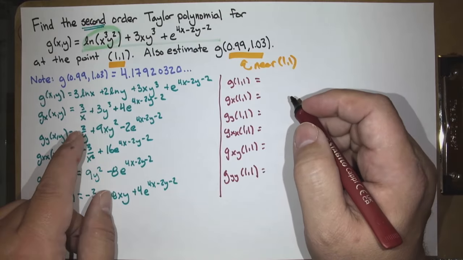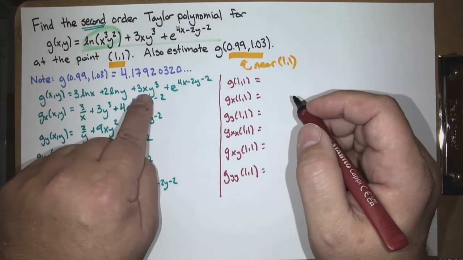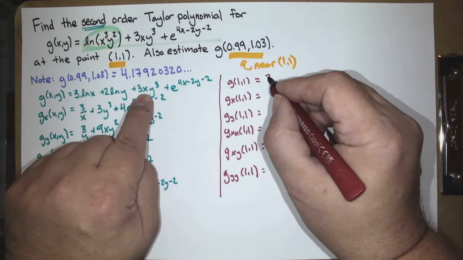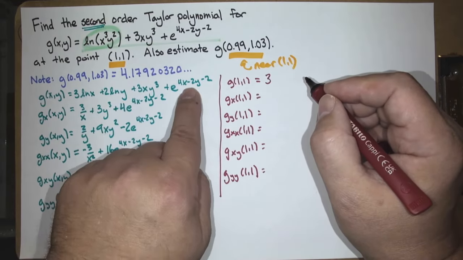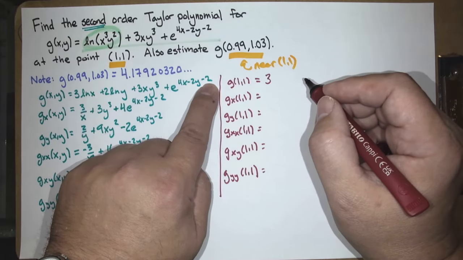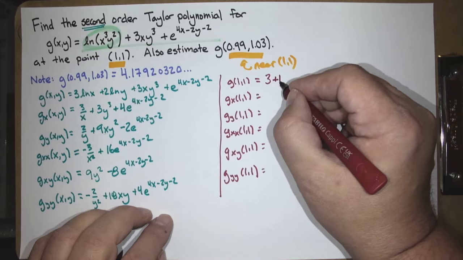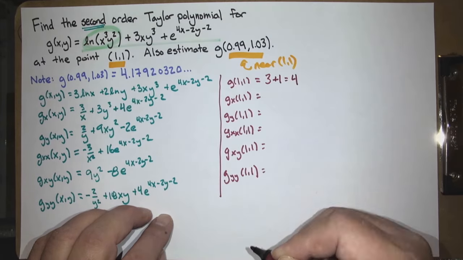All right, now, good news. What's true about log of 1? 0. So you get 0, 0. Here's a 3. 1's easy to evaluate. Now, what's happening in this exponent? 4 minus 2 minus 2? 0. E to the 0? 1. So g of 1, 1 is 3 plus 1, which makes 4.